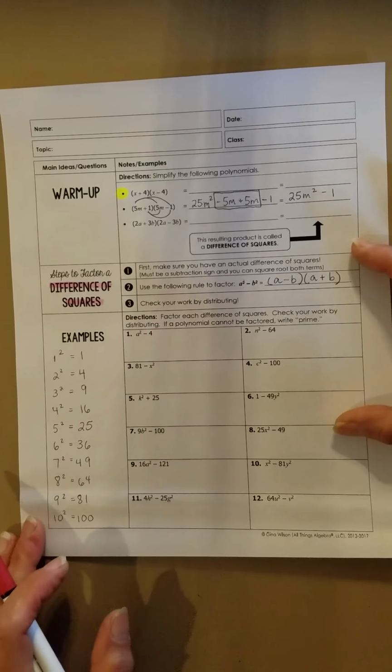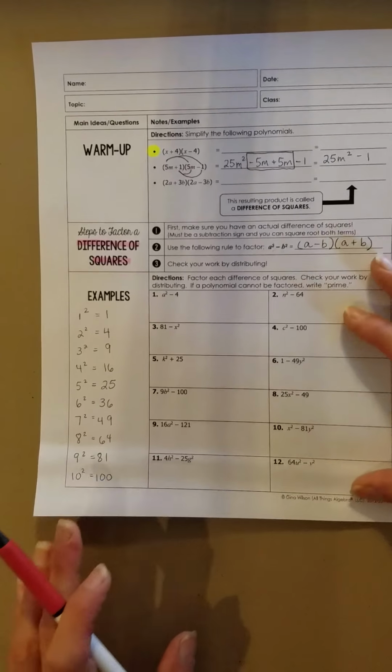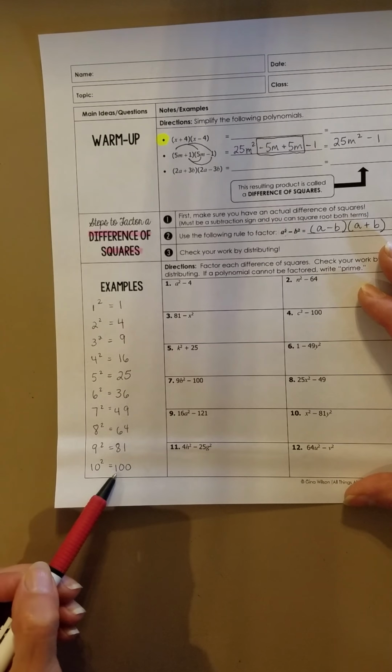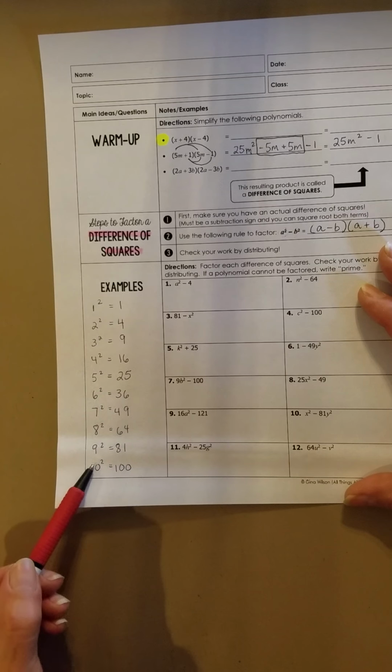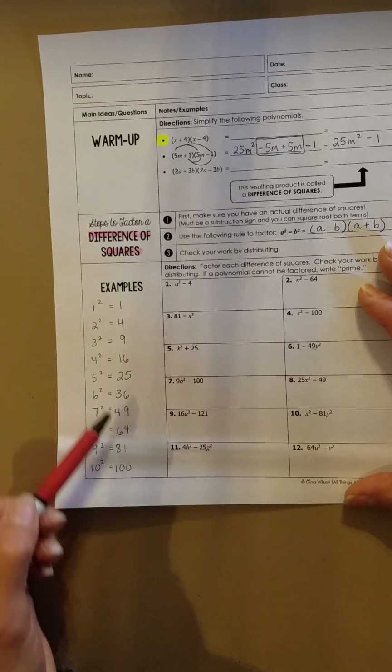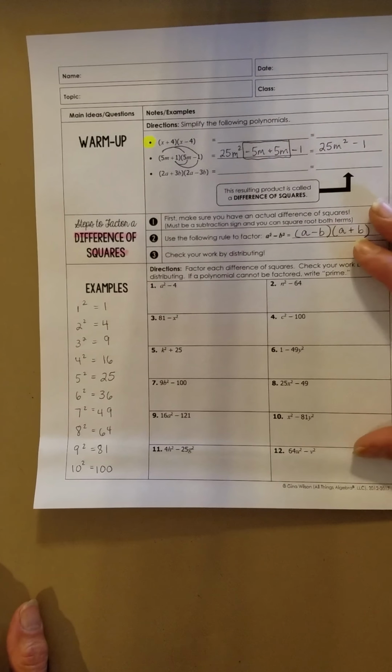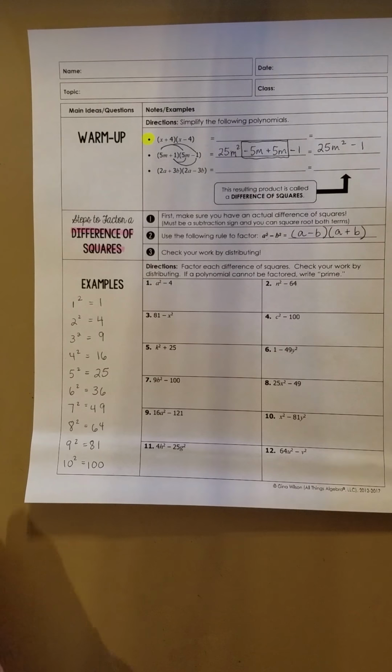Okay, so what I did here in this worksheet is I listed some perfect squares, so that'll help you out. If you list your perfect squares and have that handy to reference while you're doing this worksheet, you don't have to, by the way, print out this worksheet. You can do it on a piece of scrap paper.